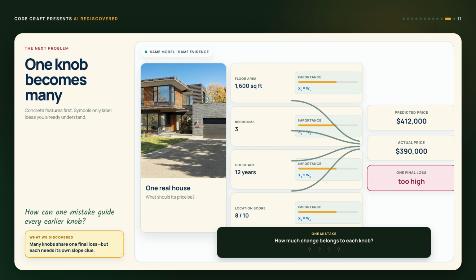But one mystery remains. How can one final mistake send a useful clue backward to every earlier knob? Especially when a model has many layers. Do not learn the name yet. First, wonder how you would make the blame travel backward.